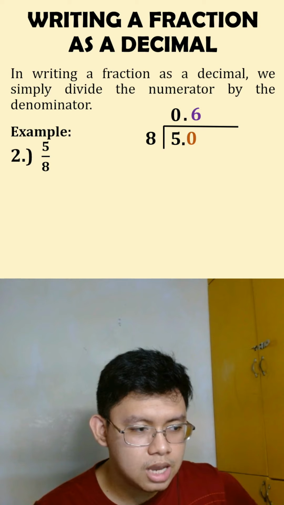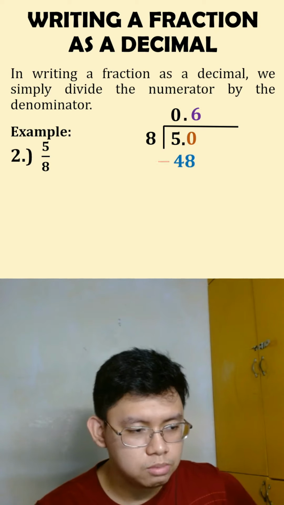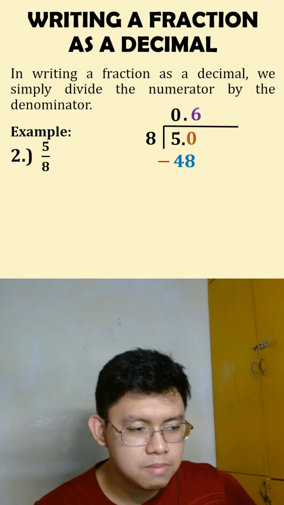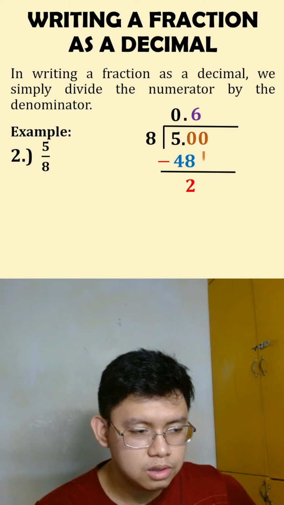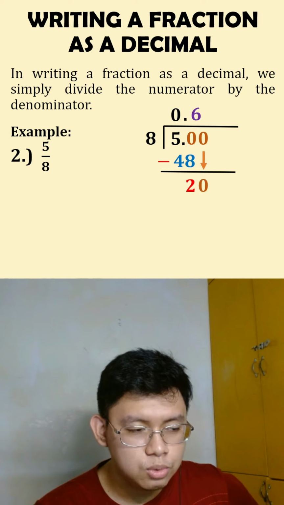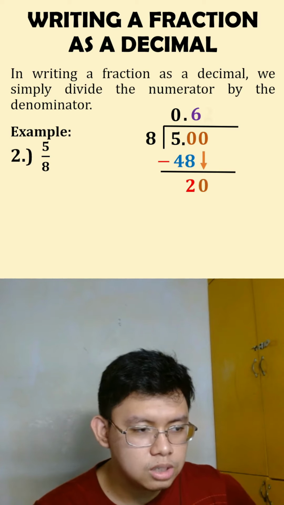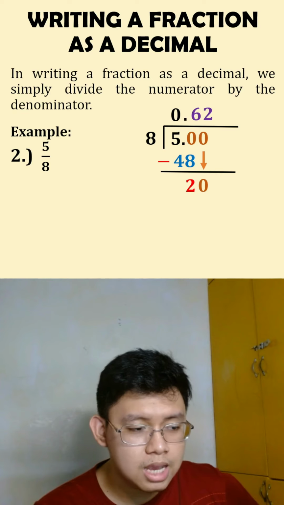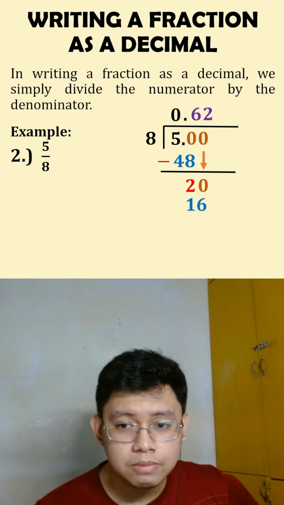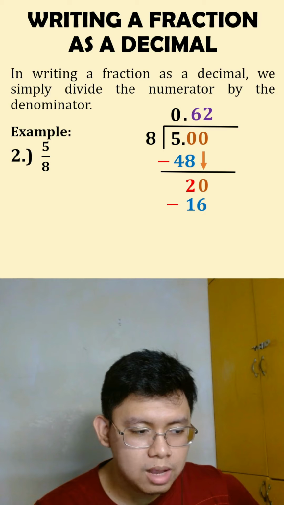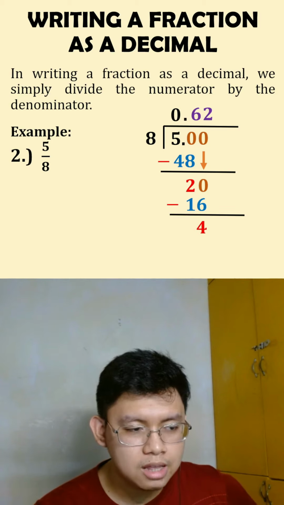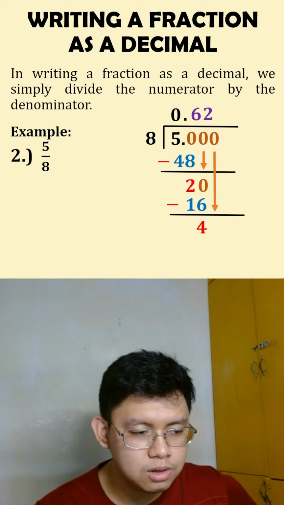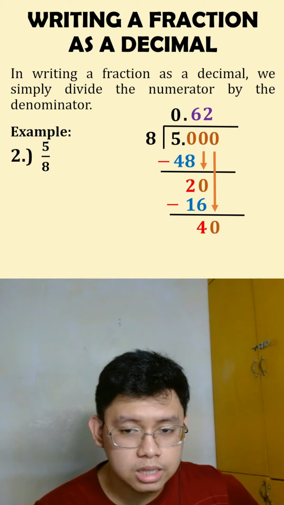So, 6 times 8 is 48. Subtract natin. 50 minus 48 will give us 2. Tapos, bring down tayo ng isa pang 0. So, bring down 0. 20 divided by 8, ang closest will be 2. 2 times 8 is 16. So, subtract ulit natin. 20 minus 16 will be 4. Tapos, create ulit tayo ng panibagong 0. Bring down 0. We will have 40.